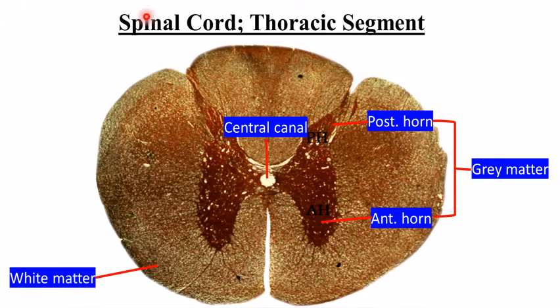Again, why is it spinal cord? H-shaped gray matter. Why is it thoracic? Both the posterior horn and the anterior horn are thin. The posterior horns are parallel to each other, as well as the anterior horns. The central canal is more central, and the white matter starts to decrease.